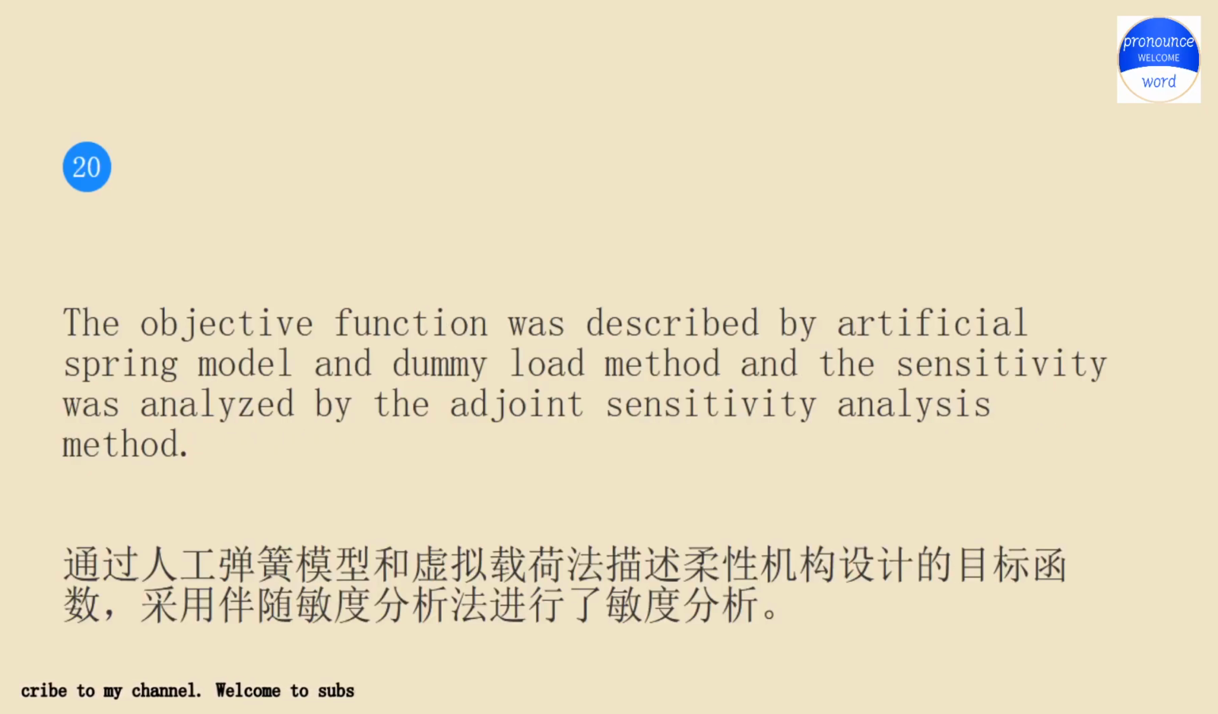The objective function was described by artificial spring model and dummy load method, and the sensitivity was analyzed by the adjoint sensitivity analysis method.